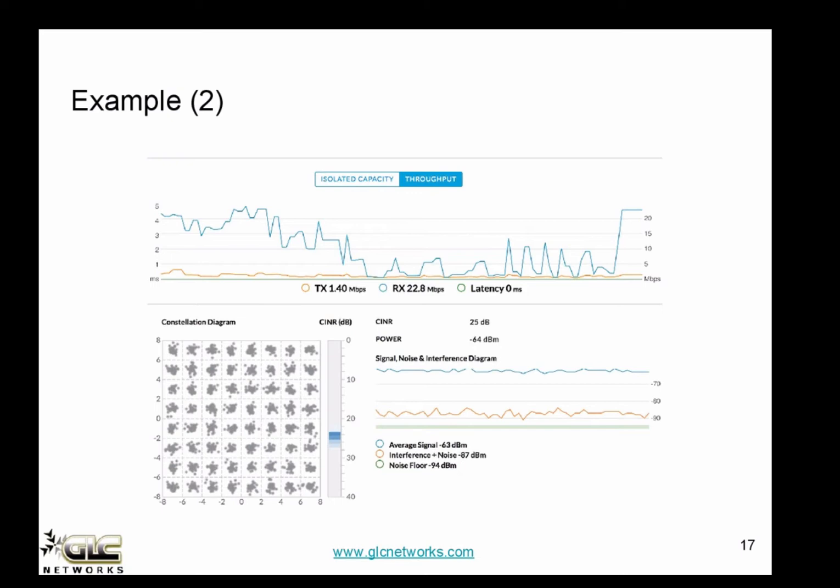So, conclusion: make sure your signal is 20 dB higher than the interference plus noise. Ubiquiti here is good because it also displays the interference plus noise, not only the noise floor. So our basis for implementation is to look at this, the interference plus noise, not only the noise floor.